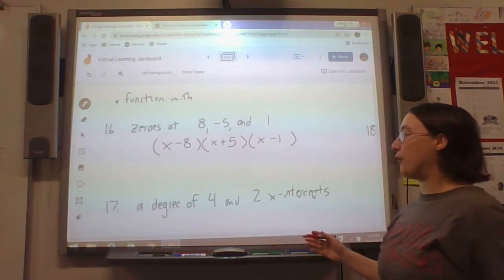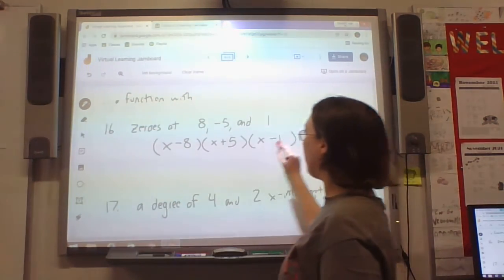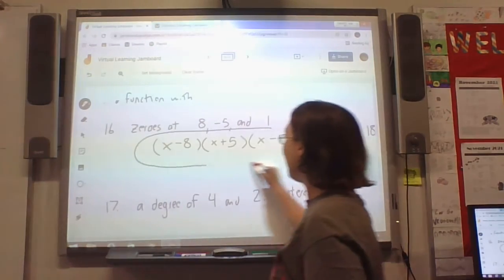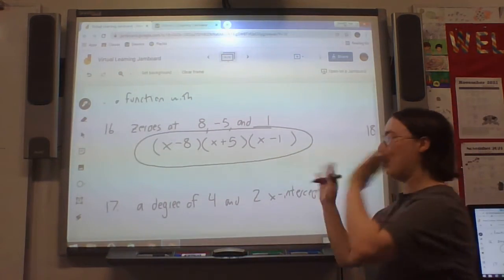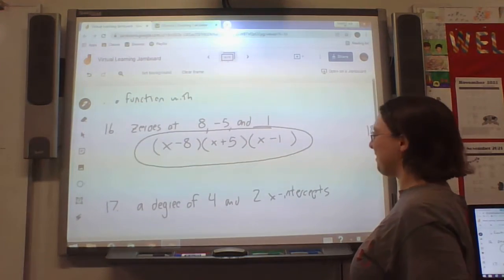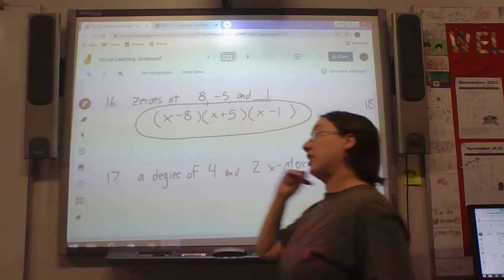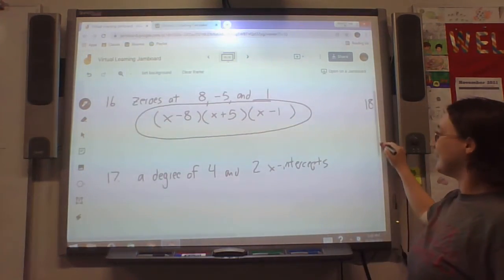Now, you could add some more other stuff in here. You could square this, give yourself a double root. You could throw some numbers out here, but this is the minimum that we would need there. So you can make it fancier if you want, and this is what we're looking for. If you want to put a number out here, that's fine. If you want to square some of those, that's fine. And again, technically, since I didn't say those are the only zeros, you could add some more things in there.